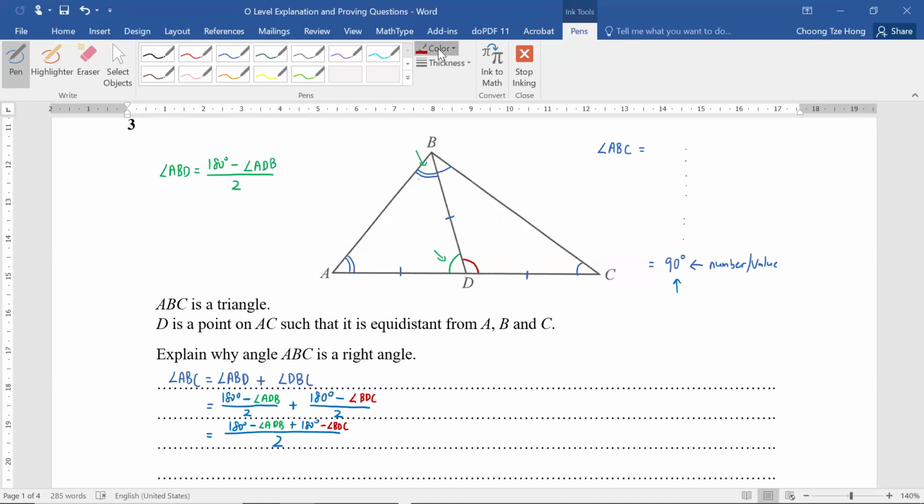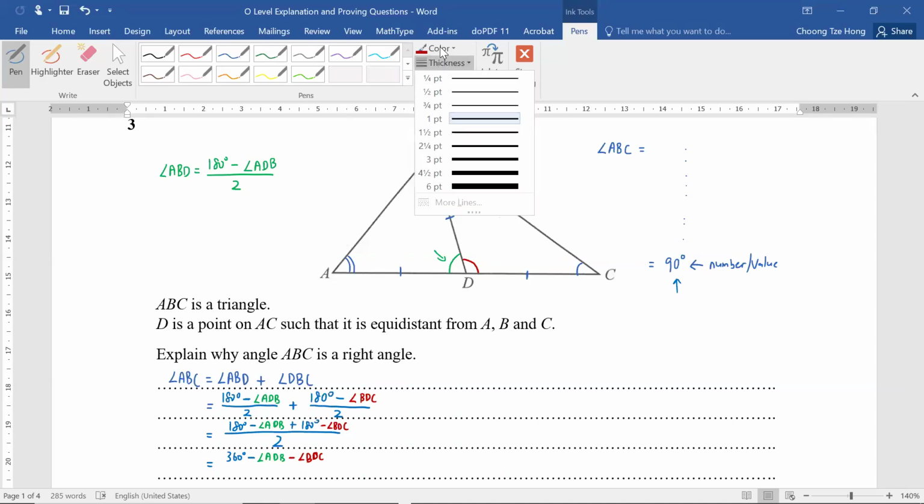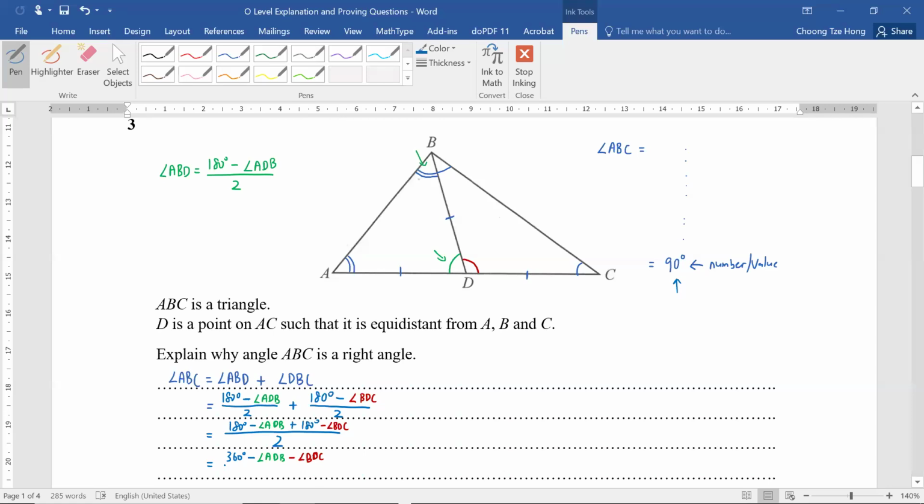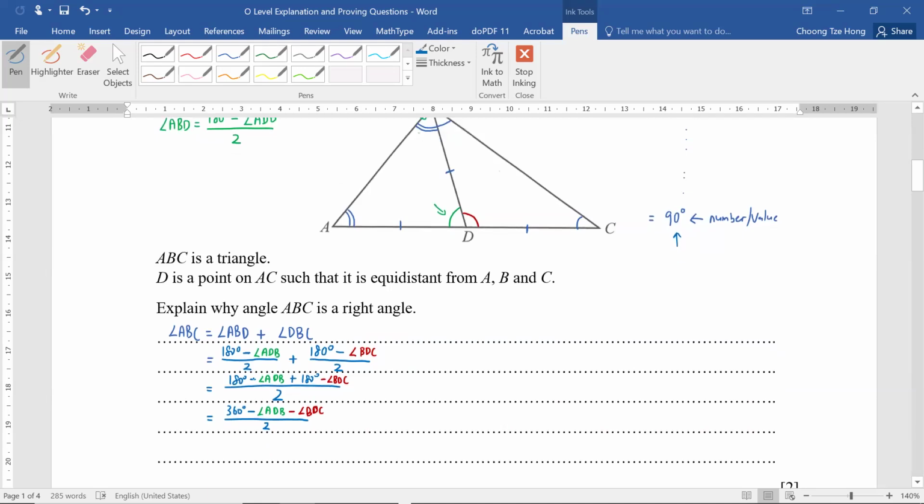Then we go to the next step, which is to simplify the numerator. So 180 plus 180 will get 360. Then we'll have minus angle ADB, then minus angle BDC, so minus those two. Then we change the color to blue, then divide by 2. From here you will see what is going to happen.